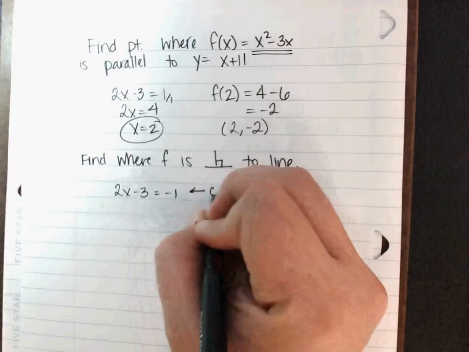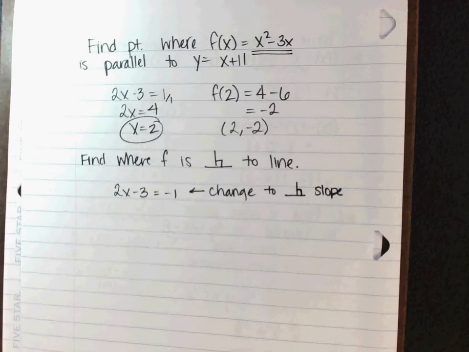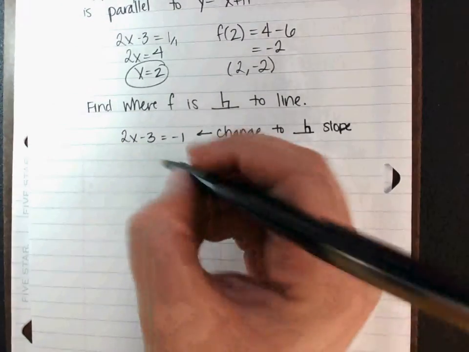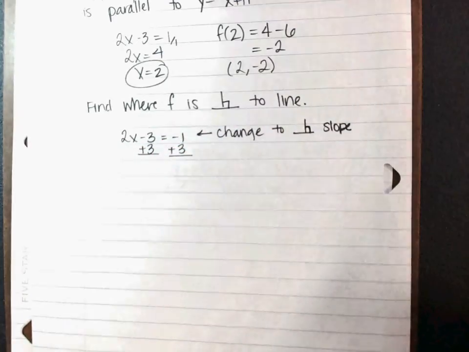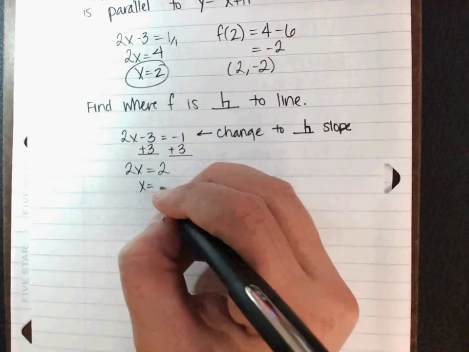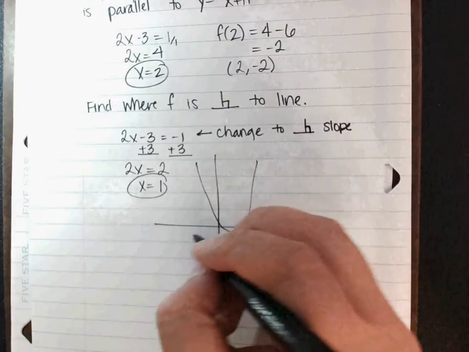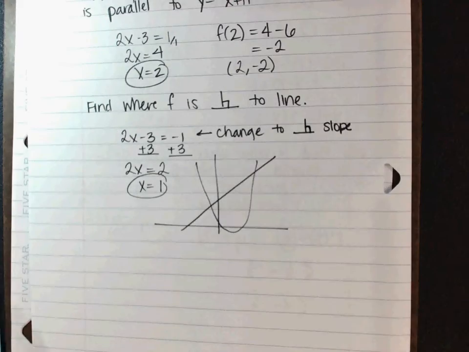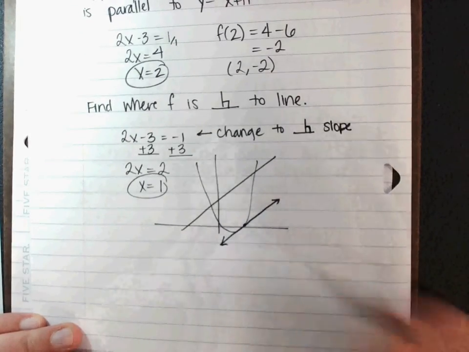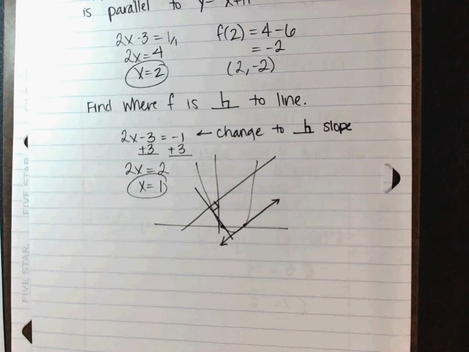So you have to change your slope to the perpendicular slope, and that's always flipping it and then changing the sign. Then from there, add the 3 across and get 2x equals 2. Divide by 2 on both sides, x equals 1. Think about your graph: at positive 2, your graph has the same slope as the line, while at 1, your graph is perpendicular. That's just to connect those dots graphically. But algebraically, you take the derivative and set it equal to the slope if it's parallel, and to the opposite reciprocal if it's perpendicular.